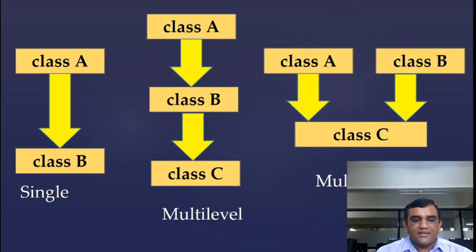Here we have a class A and class B. If class B takes the properties from class A, that is known as single inheritance. Then this is multi-level inheritance, where class A's properties have been inherited in class B and class B's properties have been inherited in class C. So finally class C has its own properties plus class B's properties and class A's properties. Here we have multiple inheritance. Here class C takes the properties from class A plus class B.